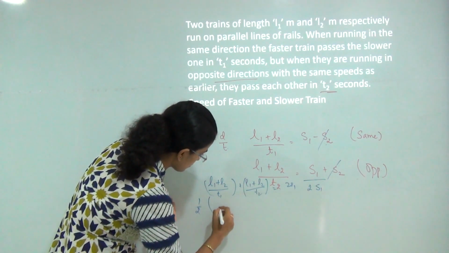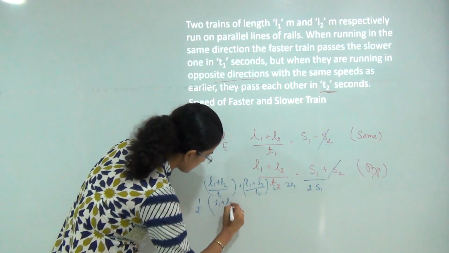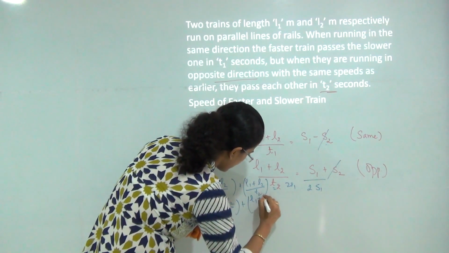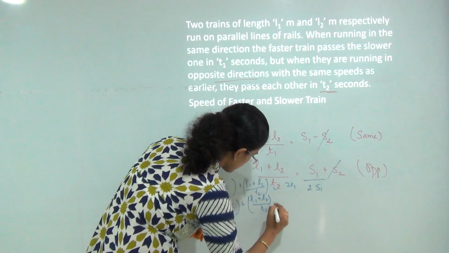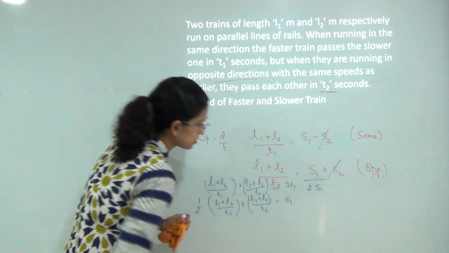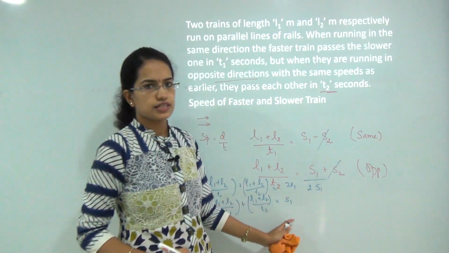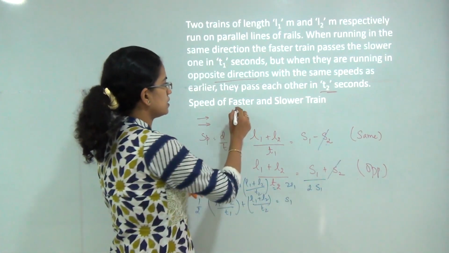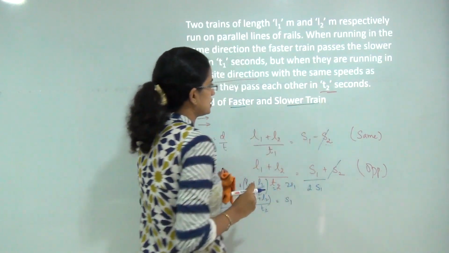Okay, so you have L1 plus L2 by T1 plus L1 by L2 by T2, that would be equal to S1. So I can get the value for S1 and then I can calculate the value for S2. That's the speed of the slower train and the faster train.